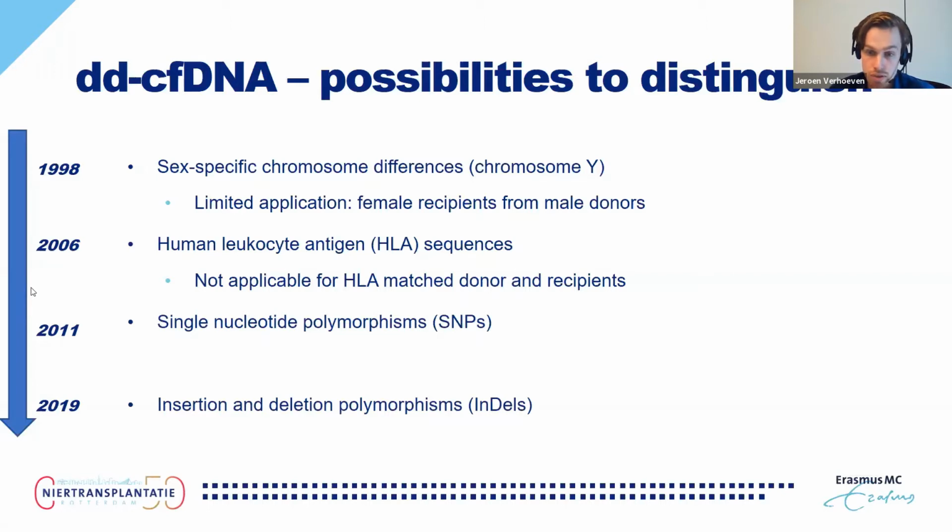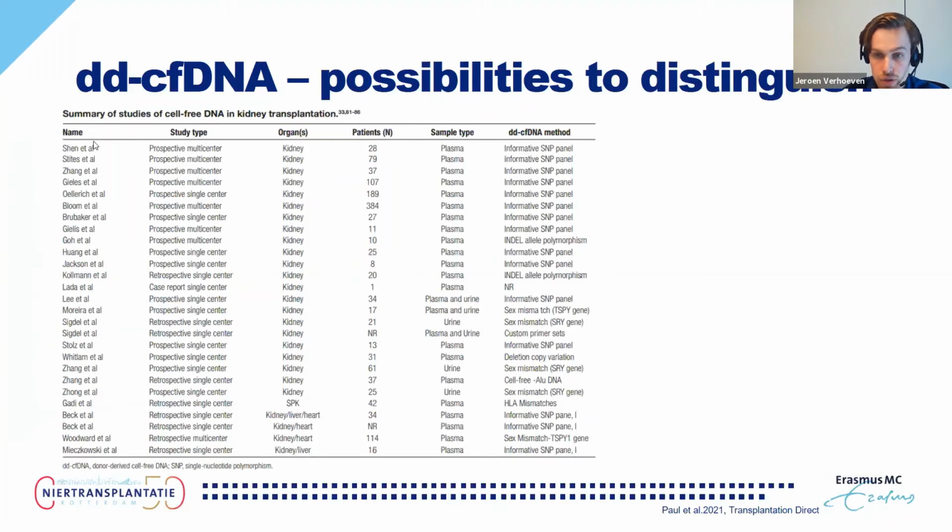Another and mostly used way to discriminate the donor from the recipient is by using single-nucleotide polymorphisms, SNPs, or insertion and deletion polymorphisms, indels. SNPs are differences in the genome of just one base pair, whereas indels are differences in more than one base pair. Nowadays, single nucleotide polymorphisms are the mostly used way to distinguish the donor from the recipient. That is also shown in this overview, where cell-free DNA was detected in kidney transplant recipients. You can clearly see that in most of these studies SNPs were used to discriminate the donor from the recipient, a SNP panel.